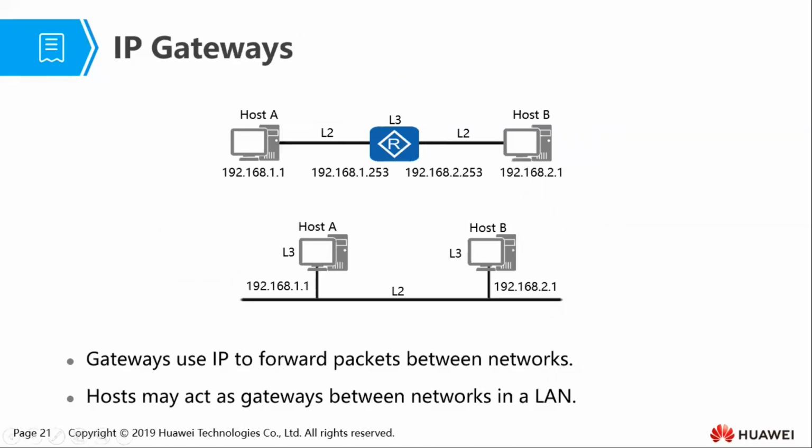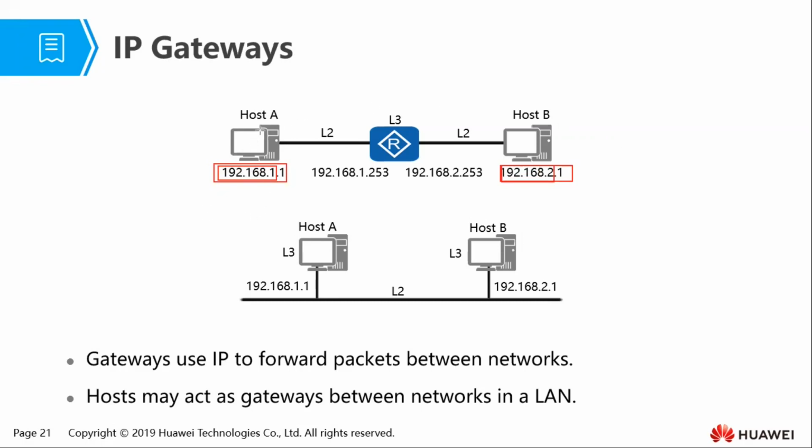Then we have IP gateways. So let's look at host B and host A here. Are these two addresses in the same network? They are class C addresses using the default subnet mask. Is host A and host B, are they on the same network? Yes or no? No. Exactly. So they are on different networks. You can check the first 3 octets, they differ. So they are on different networks.